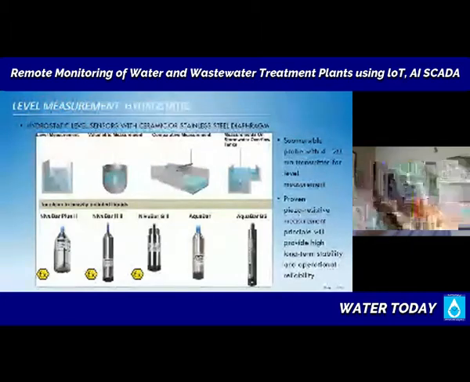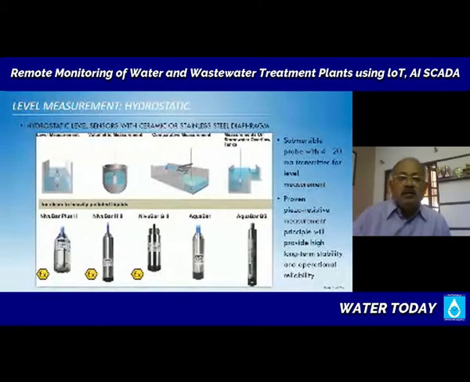There are many others, but for want of time, of course, we cannot look into each and every one. There is the bubbler, and there are other ways of measuring level as well. We will look at what is more relevant, economical, cost effective, appropriate for our applications in current times. So that's level measurement for you.